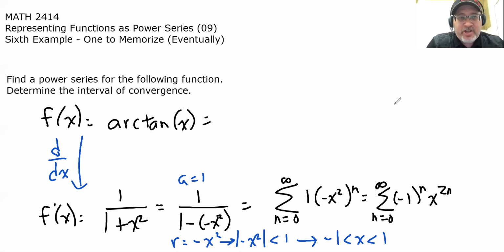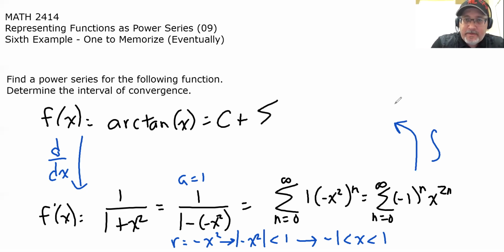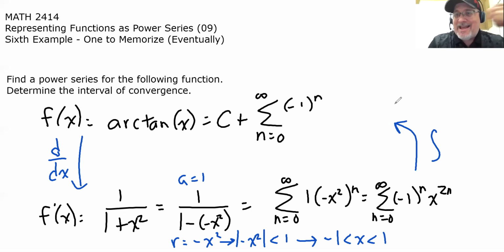So now that we've differentiated our function and got the series for the derivative, we just have to go backwards now and integrate to get the series for our given function. Let's just do it in one move. We're doing an indefinite integral, so let's start with our constant. N equals 0 to infinity. We have negative 1 to the nth power. And now when we take the antiderivative, we're going to add 1 to the exponent and divide by that new exponent.